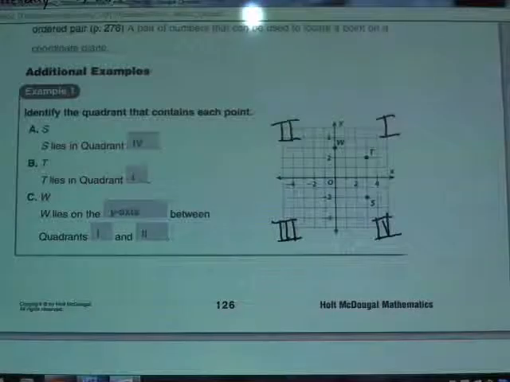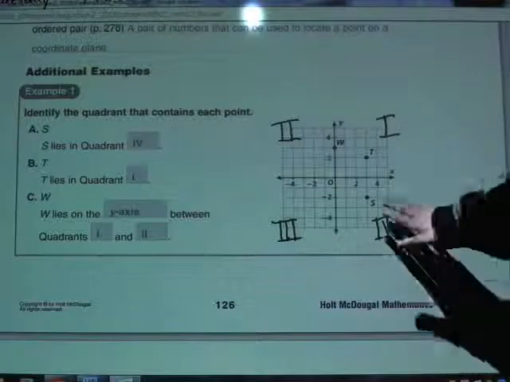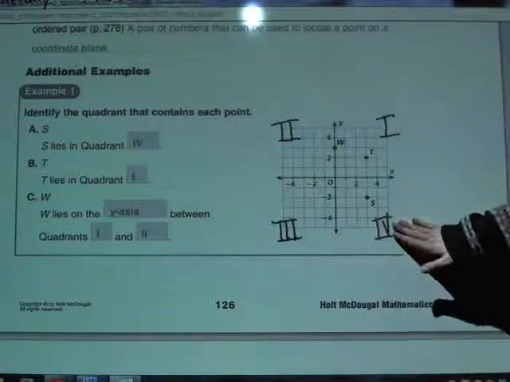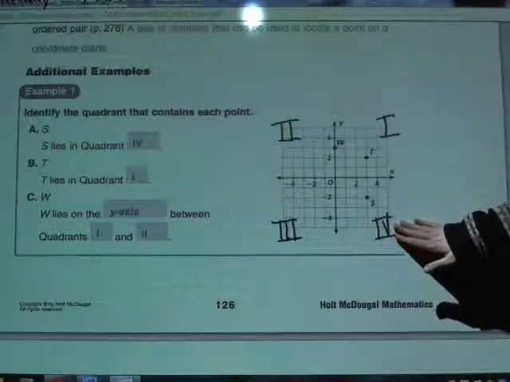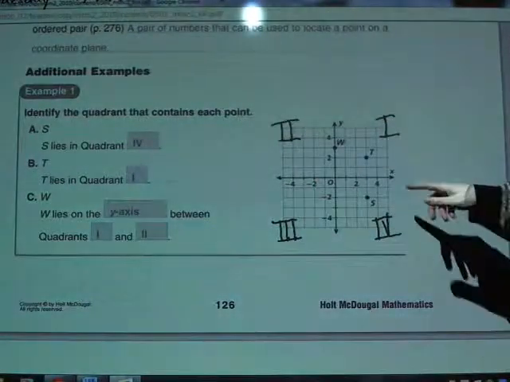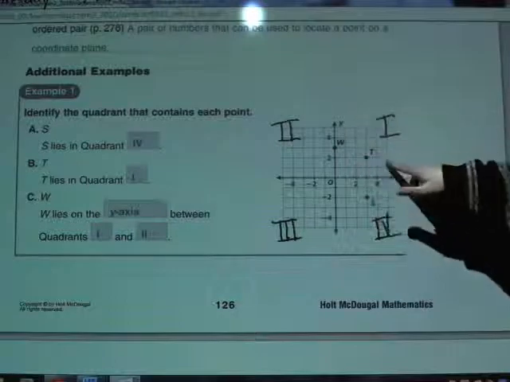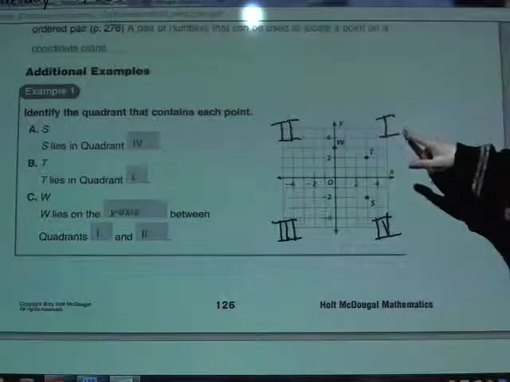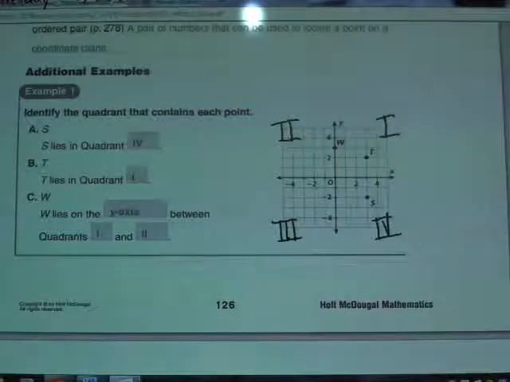So in question number 1, where they're asking you to identify where point S is, since point S is in this bottom right corner, that means it's in quadrant 4, and that's all they're asking you to identify here. In part B, where they're asking you about the point marked T, that's in this upper right corner, so that's quadrant 1.